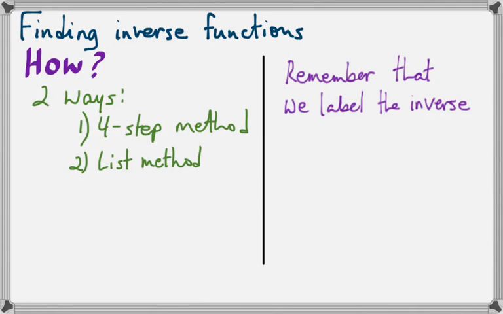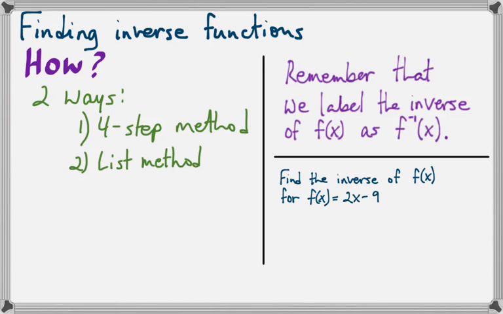So remember that we label the inverse of f as f inverse. It looks like f to the -1, but that -1 is not really an exponent. It just looks like 1. It's on the function, so we know that we are supposed to read this as f inverse of x. It simply means that this function is the opposite of the original f.